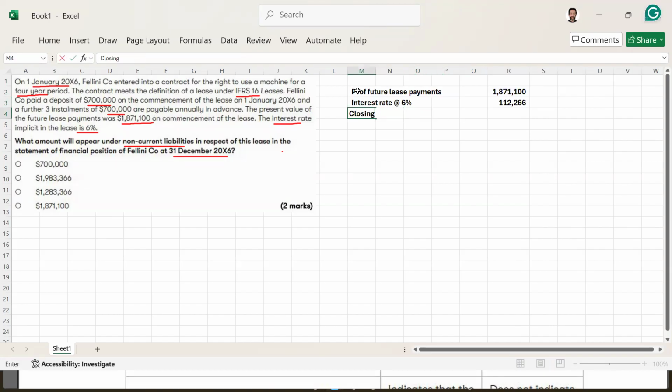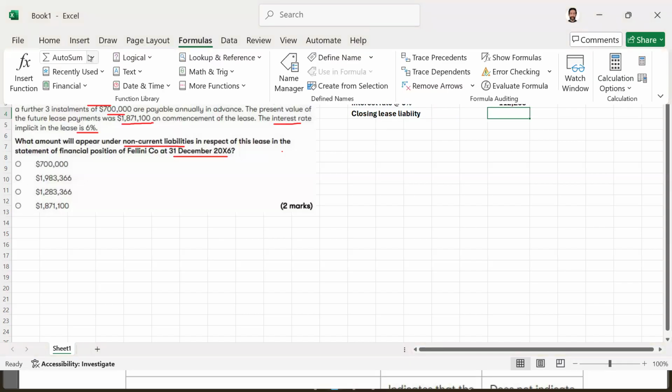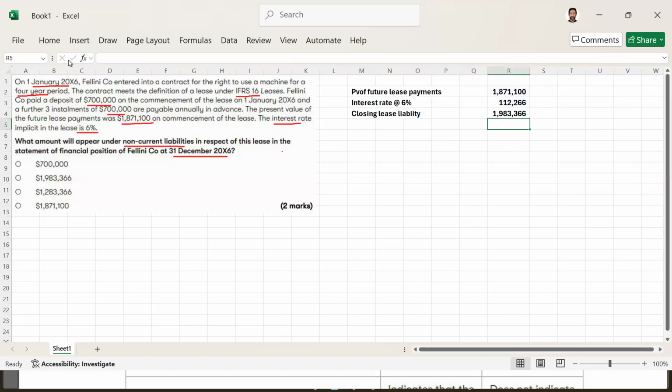We have the closing lease liability after 1 year. So this is the total lease liability after 1 year. We only have to calculate the non-current liability. So whatever is due in 1 year is going to be the current liability, and whatever is due after is the non-current liability. At the start, they gave us that 3 lease payments have to be made of 700 each, and the present value is 1,871,100. We add the interest rate, and we have the closing lease liability.